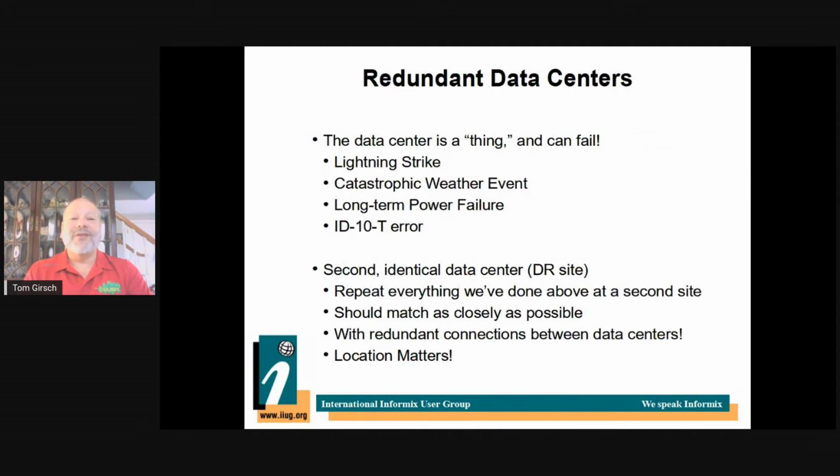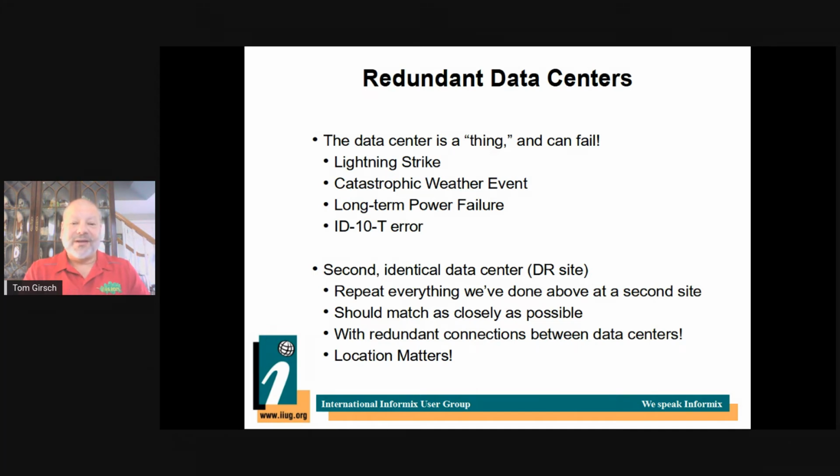What if the entire data center fails? The data center is a thing, and that thing can fail. Lightning strike, catastrophic weather event, power failure, again, the ID10T error. So, solution to this, second data center, preferably identical or as close as you can get it to be, and you repeat everything that we've done in the previous steps at a second site. So now, either site can be your primary site if necessary.